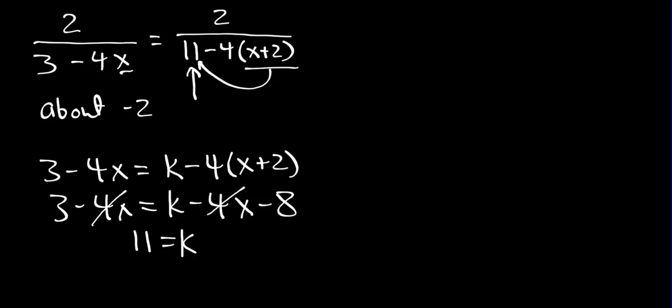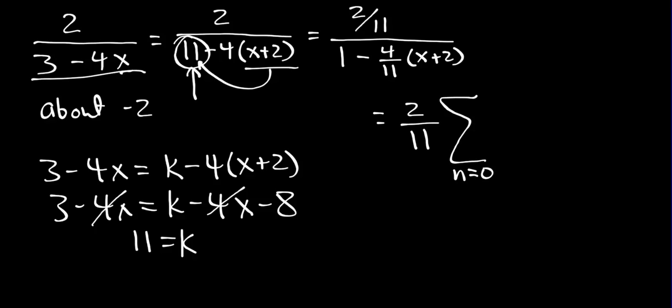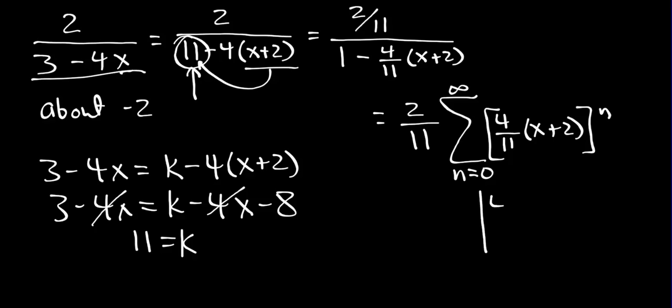See, I just equate those denominators. Take this, replace the x with x plus 2, and then find out what this new number is going to be. Now I need a 1 where that 11 is, so I just divide. So it's 2 over 11 over 1 minus 4 elevenths times (x plus 2). Now we can write our power series. It's 2 over 11 times the sum of 4 over 11 times (x plus 2) to the n, and that is true provided the absolute value of 4 over 11 times (x plus 2) is less than 1. So there we have it.